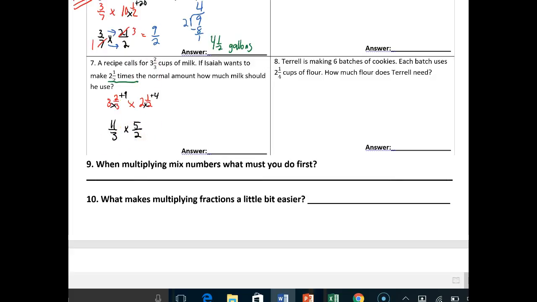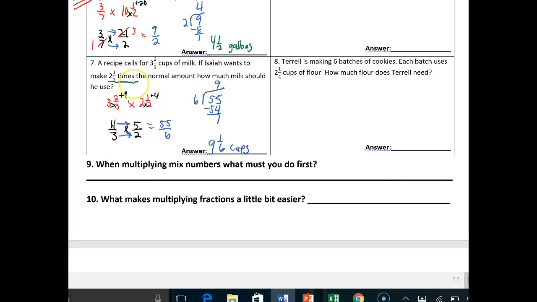Nothing I can cross cancel here, so let's just go ahead and multiply straight across. You get 55 over 6. How many times does 6 go into 55? Should go in there 9 times, because that's 54 with 1 left over. So you should make 9 1/6 cups of milk. So 9 1/6 cups.